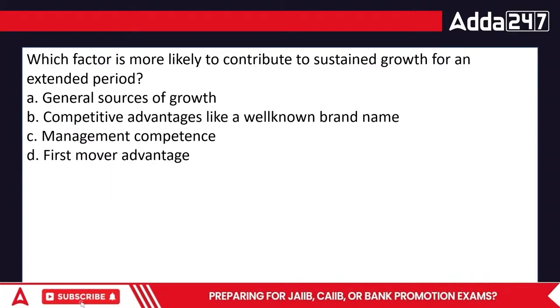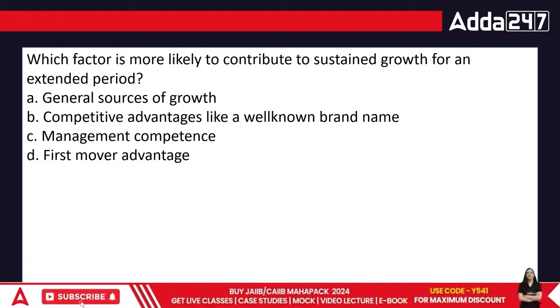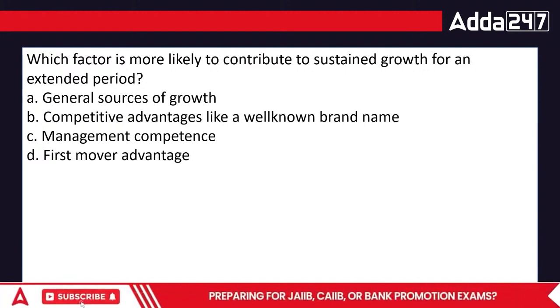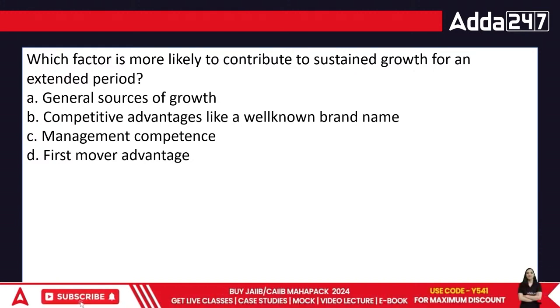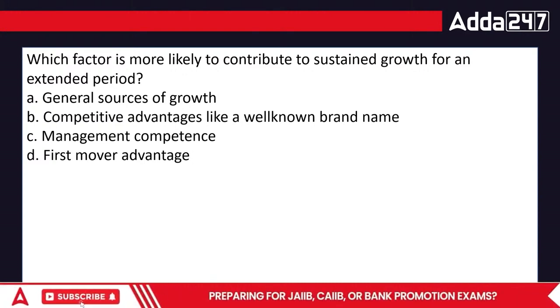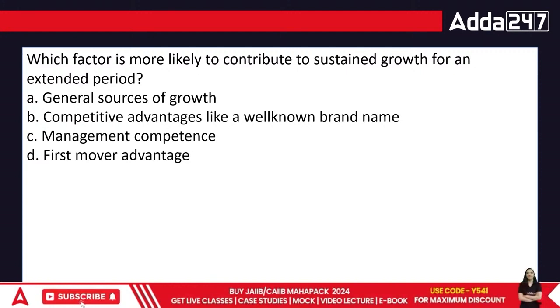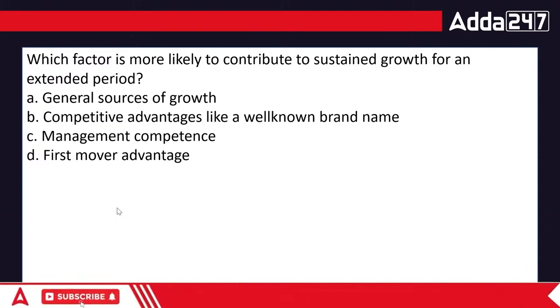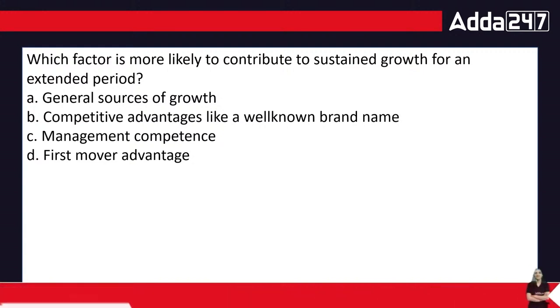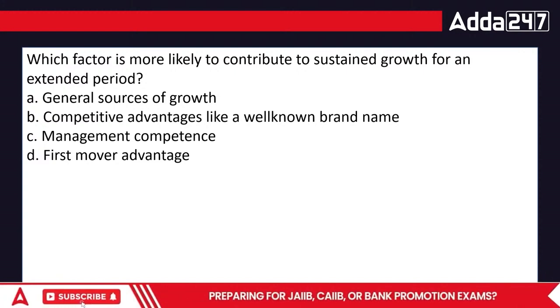Which factor is more likely to contribute to sustained growth for an extended period? Which of the factors? General sources of growth: competitive advantage like a well-known brand, or management competence, or first mover advantage. First mover advantage is if I create something which nobody else is doing in this particular market, and that gives me a time where before anybody else enters, I rule the market. For example, fidget spinner. Okay? But they didn't get it patented, so ultimately it didn't really help the one who designed it.